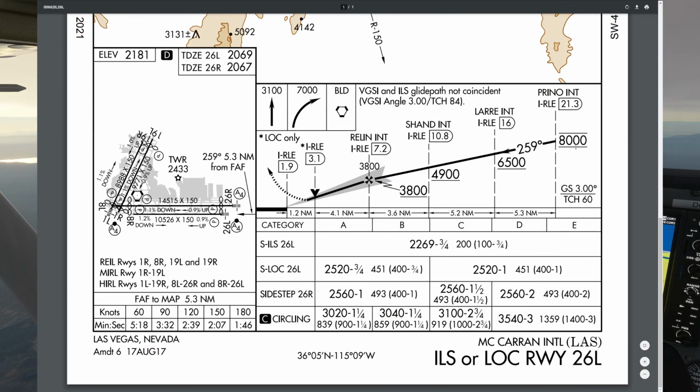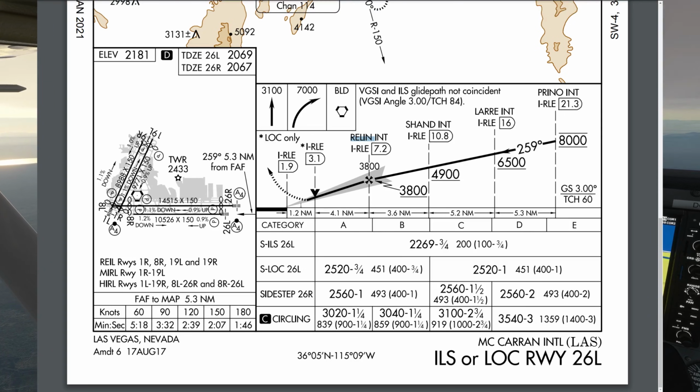We can expect that after Preno at 8,000 feet, we'll have to go down to 6,500 by Larry, 4,900 at Shand, and then 3,800 at Relland. But when we get to Relland, we should have the glide slope in range, which you can see right there. And using the autopilot and the glide slope, we'll just go ahead and follow that down for our precision approach right there.